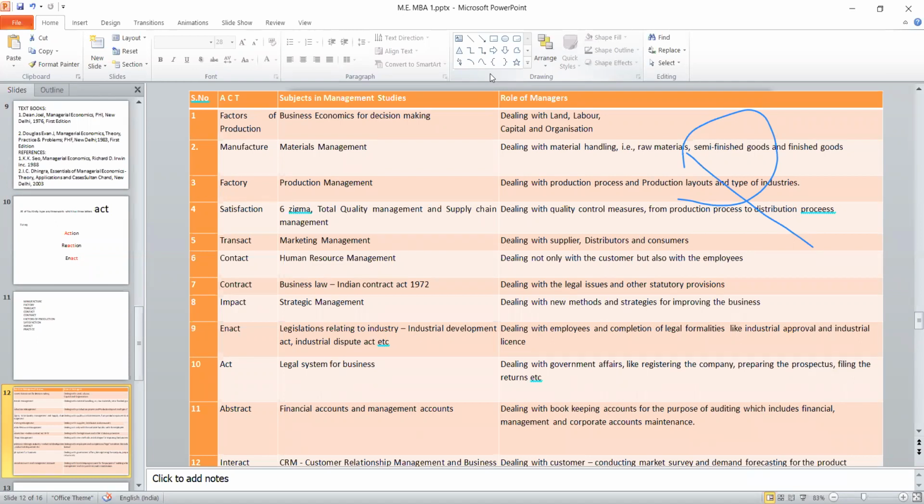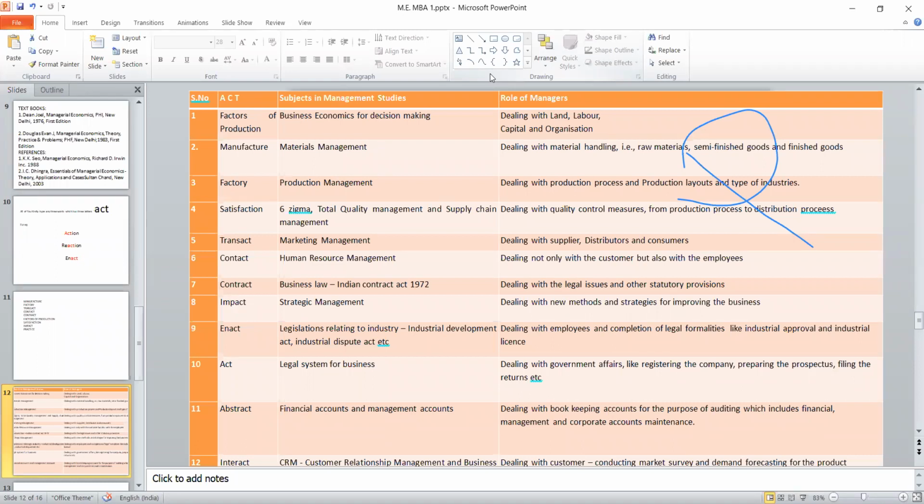And contract, I have already told, Indian Contract Act 1872. In this, we are dealing with the legal issues and other statutes. What is offer, what is acceptance, what is consideration, what is minor contract, what is sale of goods act. Chapter 7 is the sale of goods act. Apart from that, we have to study the impact of the business, so it is strategic management. For that, we have to study different legislation like Industrial Development Act, Industrial Dispute Act, Essential Commodities Act, Gratuity Act, and all these things coming into that. So there should be some legal binding, legal system of the business we have studied.